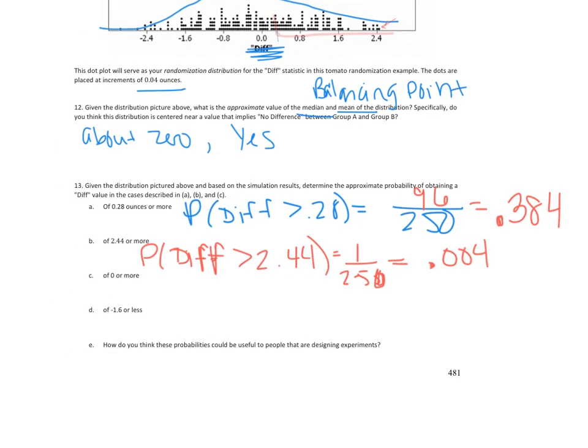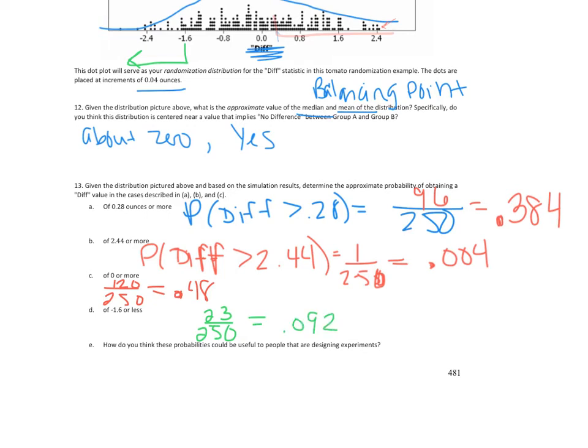Okay, 0 or more. That means we're going to count the dots from 0 all the way up. So I counted 120 dots. You guys could maybe count differently. I counted a few times, so I'm hoping I'm pretty close. And that got me 0.48, which kind of makes sense because that's the halfway point, and that does round to 0.5. And then the probability of negative 1.6 or less, so that means I would count at this point and to the left of that, and that would be out of 250 again, and I counted about 23 dots, and that would get me a probability of 0.092.